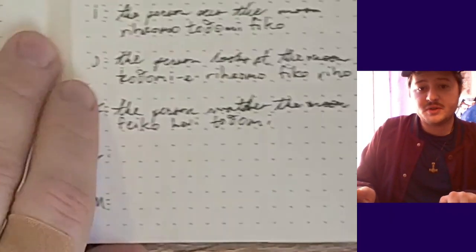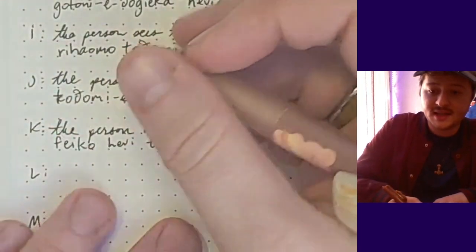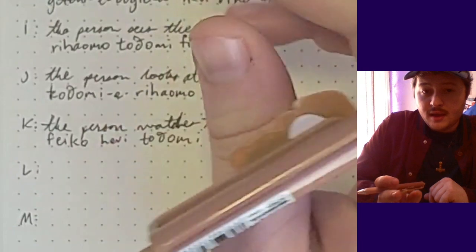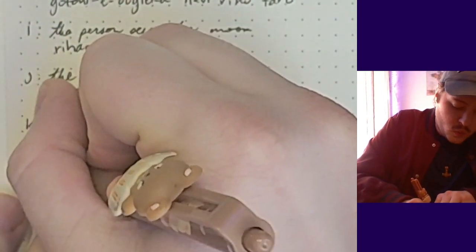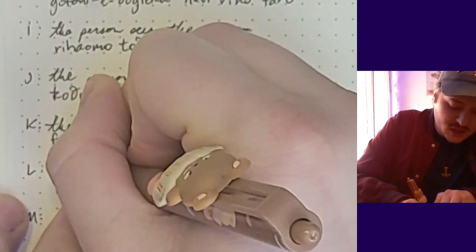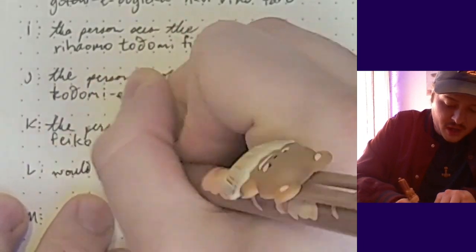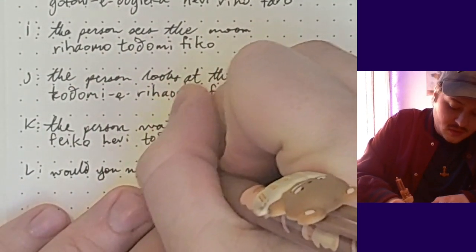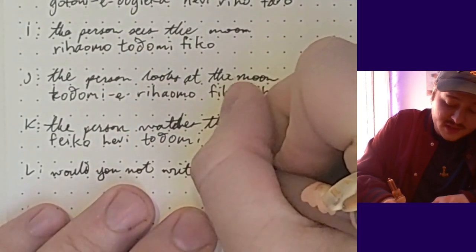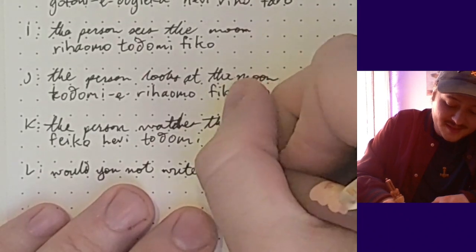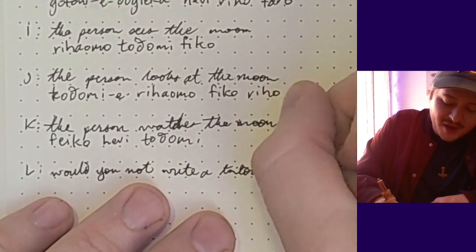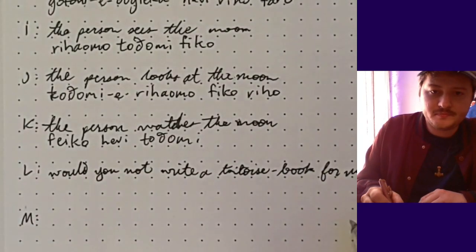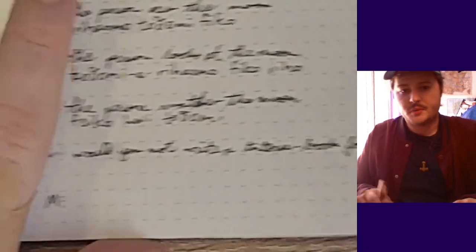Okay, so I'm going to do two more sentences. The first one is going to be a question, and it's going to be, would you not, or wouldn't you, would you not write a tortoise book for me? Tortoise book, like a book about tortoises, for me? Question mark.